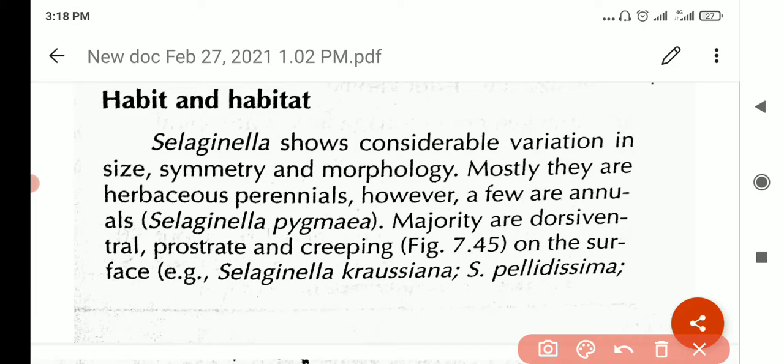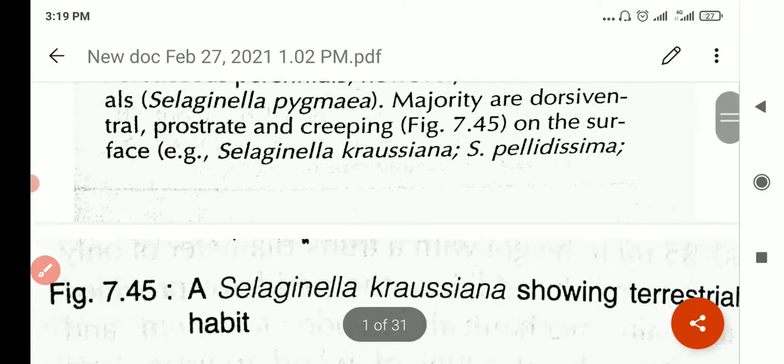So majority are flat. Do you remember? We had seen Selaginella and Lycopodium. We saw that the Selaginella was flat, right? It had those flat leaves, while Lycopodium had the round stem. Since it is flat, most of the Selaginella are dorsiventral. They are prostrate, creeping like grass on the surface. So the example is Selaginella kraussiana, the one that you have drawn.